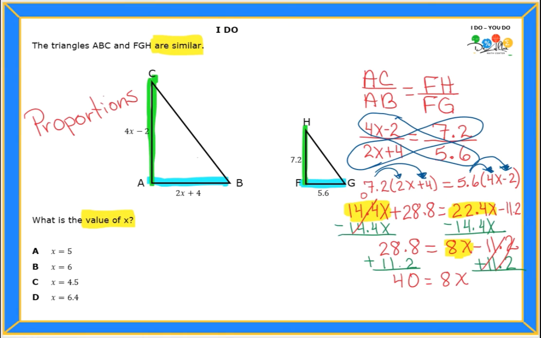So 40 equals 8x. I still have a coefficient for x, which is 8, and 8 is multiplying the x. The opposite of multiplying is dividing. Therefore, I'm going to divide by 8. 8 divided by 8 is 1, which means x by itself, and 40 divided by 8 gives me 5. So my answer is x equals 5.